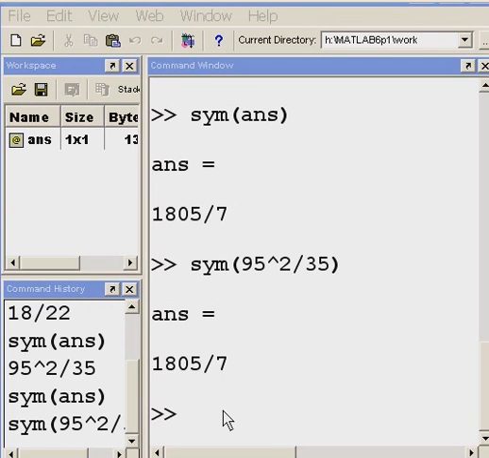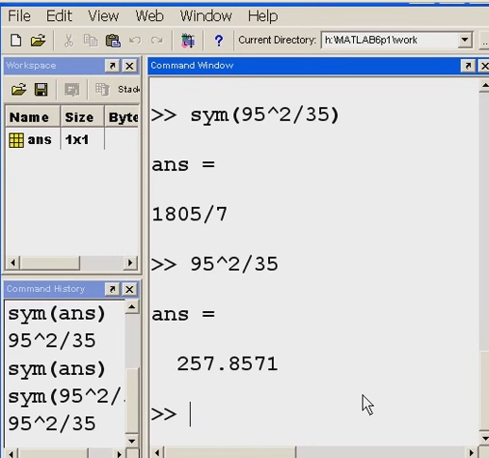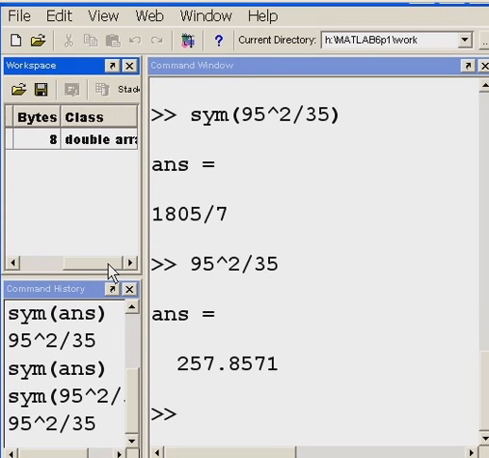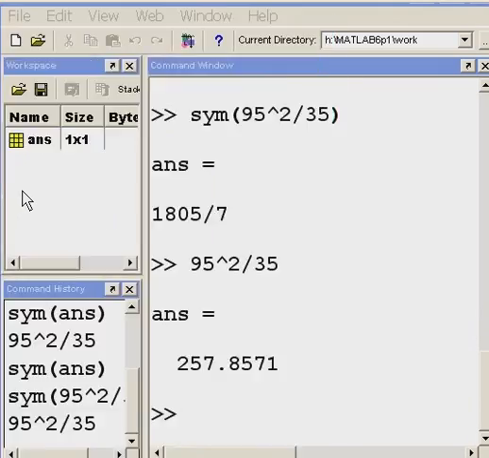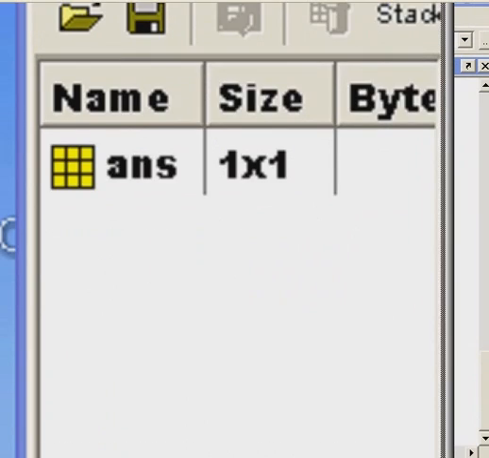Interesting thing about this answer is I just did a sim of 95 squared divided by 35. I want to go over here and key this in. No sim this time, just 95 squared divided by 35. I hit enter. I want you to look over here. See where it says ans and class double array. That looks like a grid. Let me see if I can get this ballooned up a bit so you can see that. It's a grid in there.